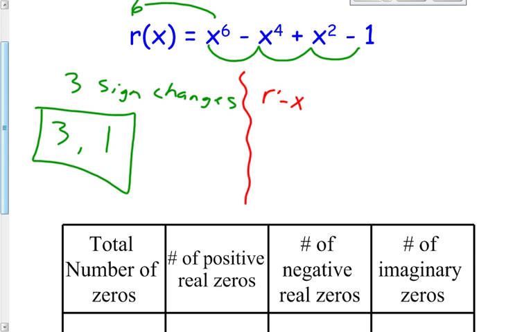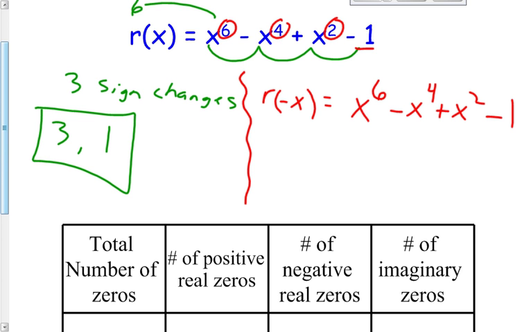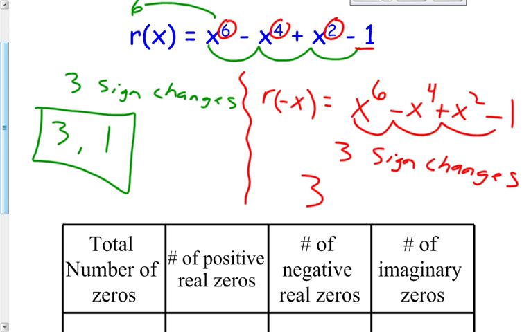R of negative x. So I know that the odd powers are going to change the sign. The even powers are going to have the signs stay the same. Here's an even power, so the sign stays the same. Here's an even power, so the sign stays the same. Here's an even power, so the sign stays the same. And then our constant term is going to stay the same as well. So again, on this one, how many sign changes are there? 1, 2, 3. 3 sign changes, which means there's going to be 3 negative zeros, or less than that by an even integer, which is 1. So there could be 3 or 1 negative zeros as well. All right, let's fill out our chart.